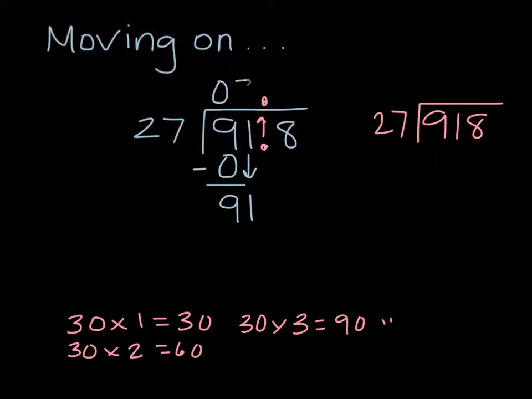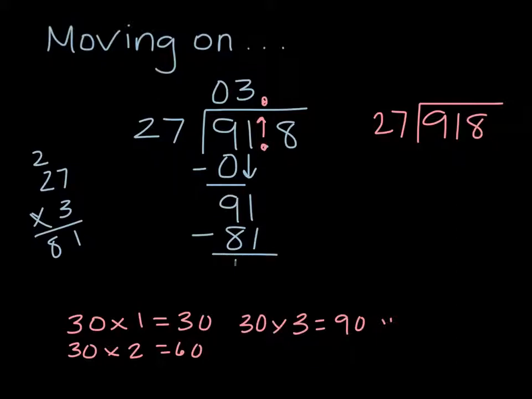And so this is the one that I want to probably try to use here. So I'm going to try for the 3 groups. Now keep in mind, 3 times 27 is going to be different than 3 times 30. This was my estimate. So I need to now figure out exactly what that is. So I'm going to come over here and jot this down. 27 times 3, or 3 groups of 27. That is 81. So that will work. So I'm going to put my 81 down here. I'm going to subtract that. I'm going to have 10 left over. And I'm going to bring down my 8.